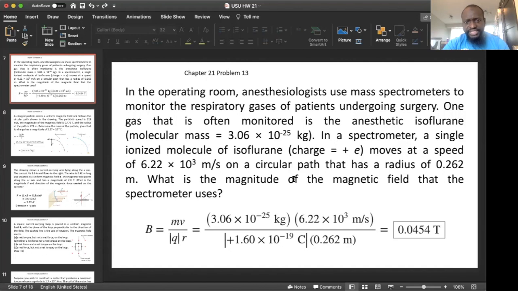Since it's moving in a circular path in the magnetic field, you're just going to use the centripetal force formula we derived. So B becomes mv over qr, and you just put your values there and you get your answer directly. Mass, speed, charge, radius. Okay.